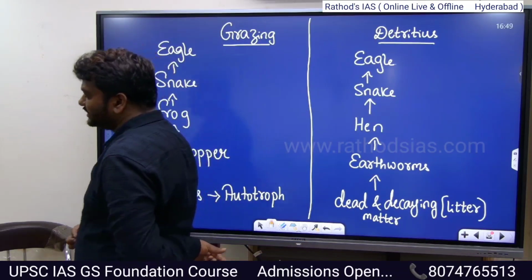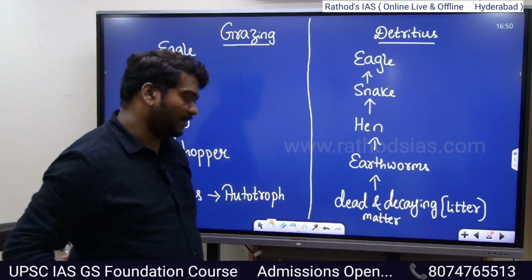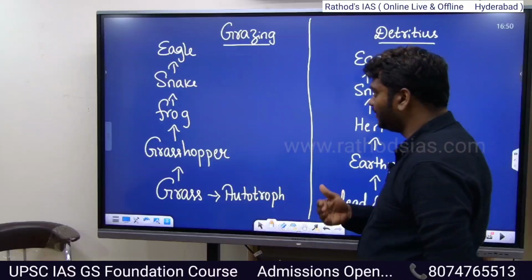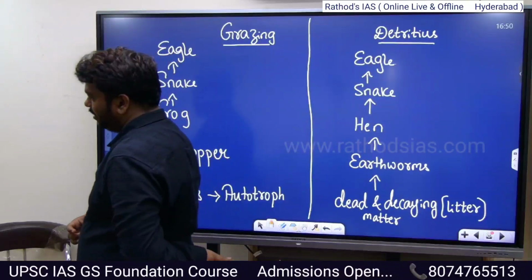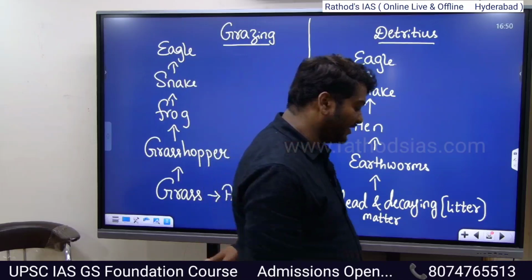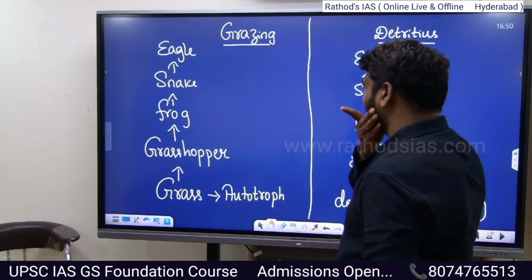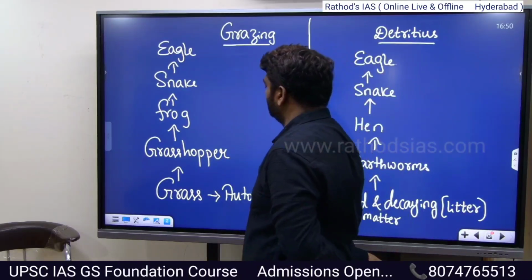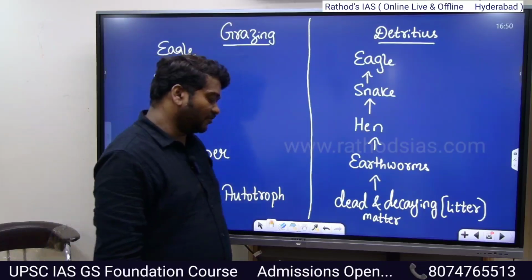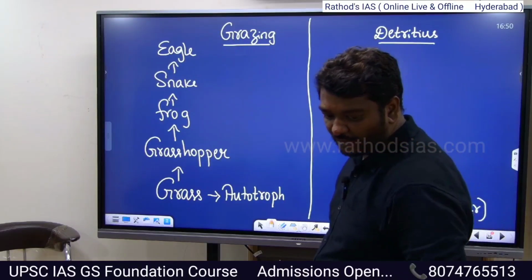Next paragraph. Based on the area where there will be food chain, comma, it is divided into terrestrial food chain and aquatic food chain.